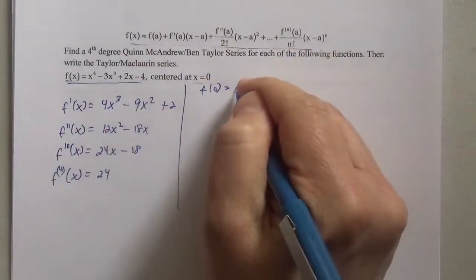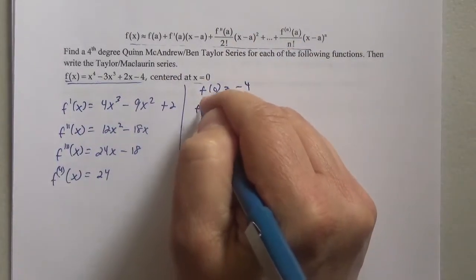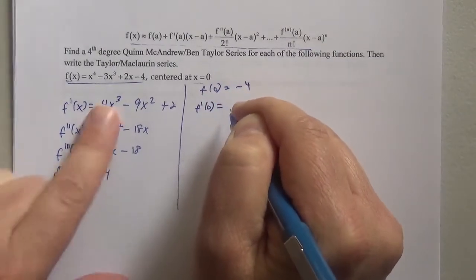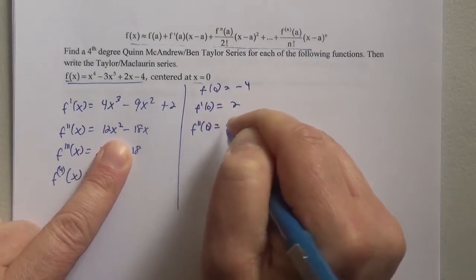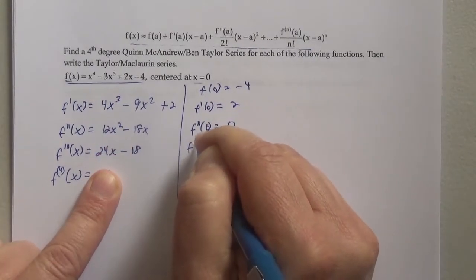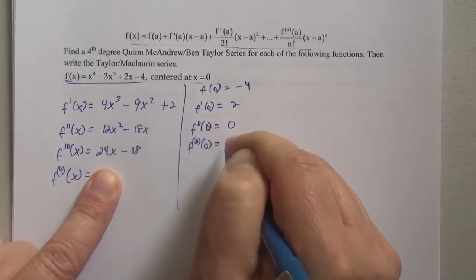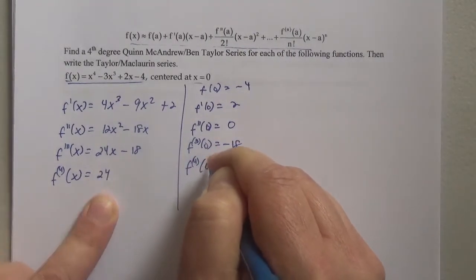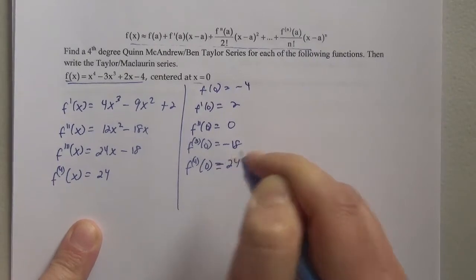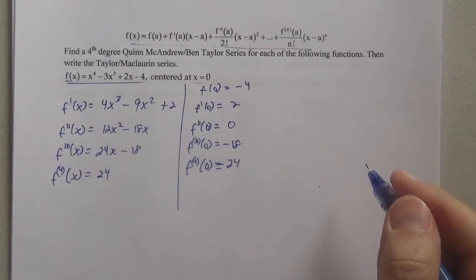So let's just do f of 0 while we're here. If I plug in f of 0, I get negative 4. F prime of 0, the x's go away, I'm just left with 2. F double prime of 0 is 0. The third derivative at 0 is negative 18. The fourth derivative at 0 is 24. Hopefully you'll see where I'm getting at in a second.